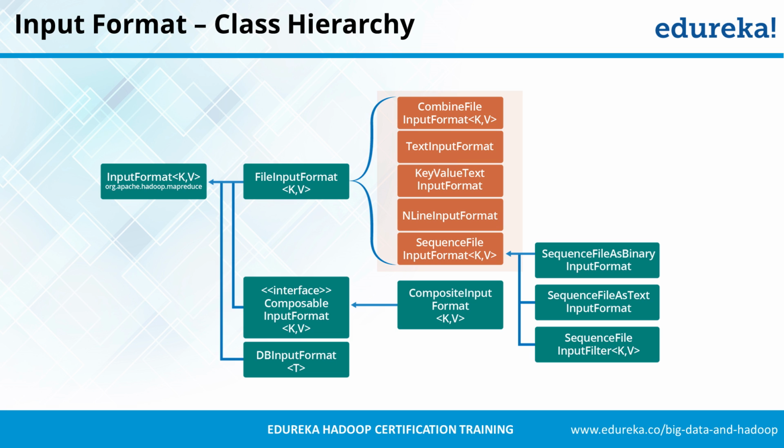Sequence file input format is something which takes sequence files as an input. N-line input format takes n number of lines as an input altogether. Text input format takes one singular line which is in text form, right? Similarly, we have composable input format which can be used, and then finally a DB input format. So guys, please don't worry about this right now. I'm going to take up certain examples in which I'll be using one of these input formats, which will give you a better perspective how to use them.